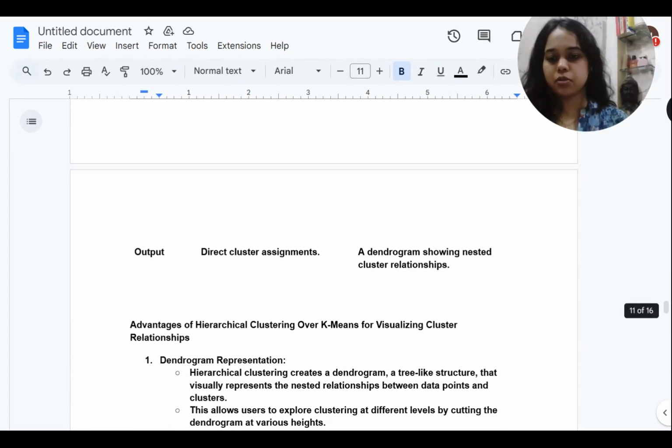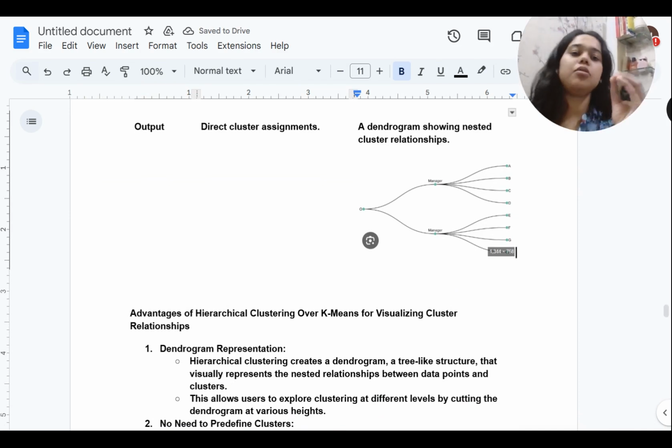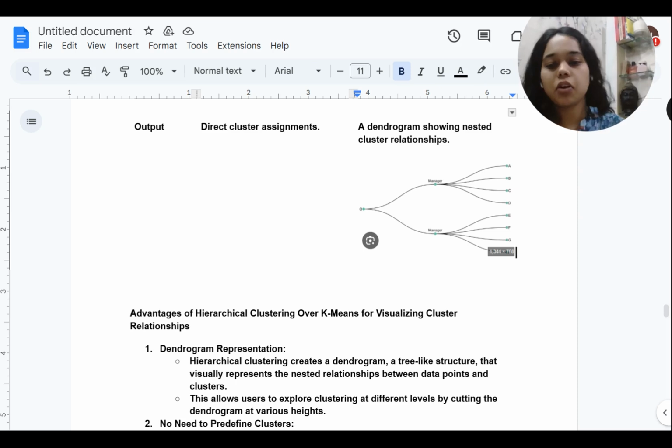How this diagram looks like. So this is how a dendrogram looks like, where it has one node and then another and then multiple subtypes. Moving on, what are the advantages of hierarchical clustering over k-means clustering?